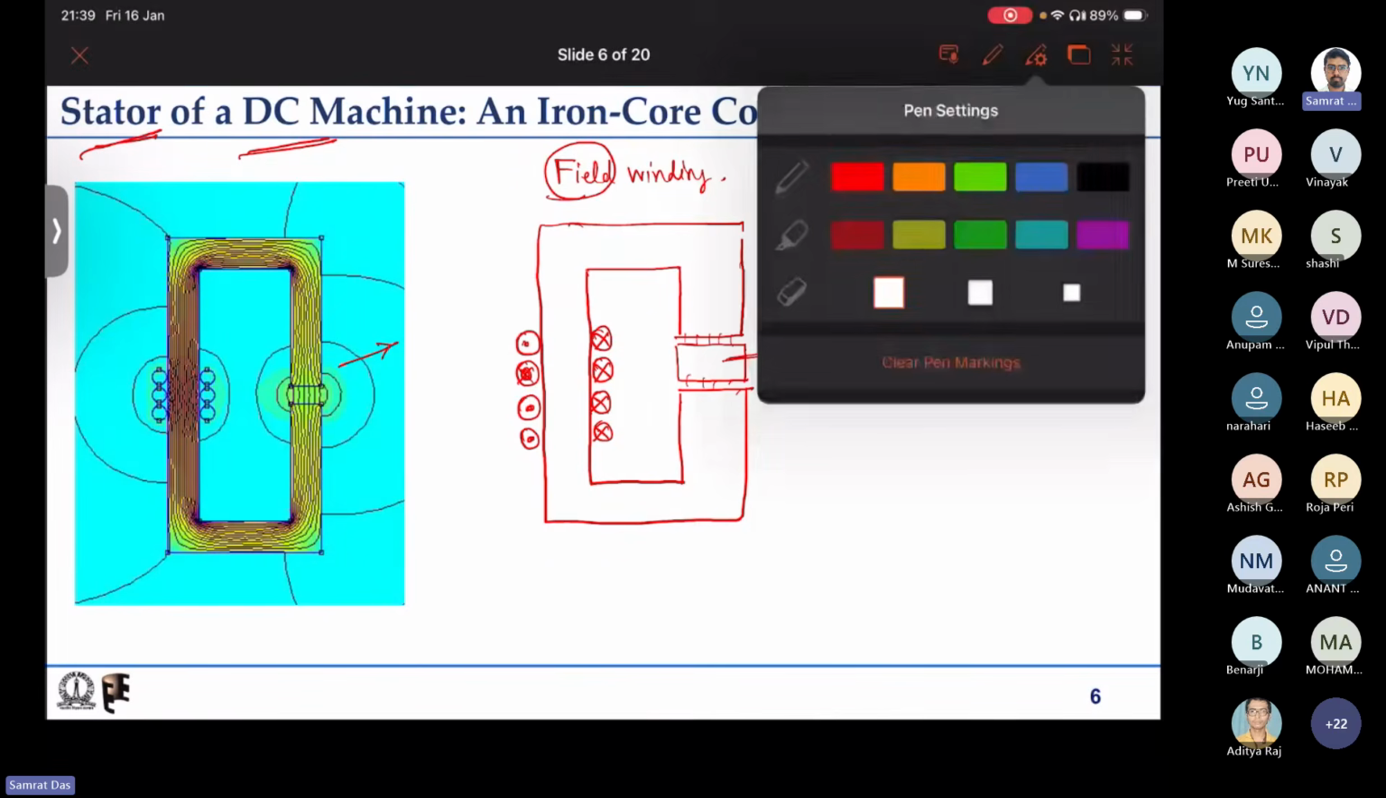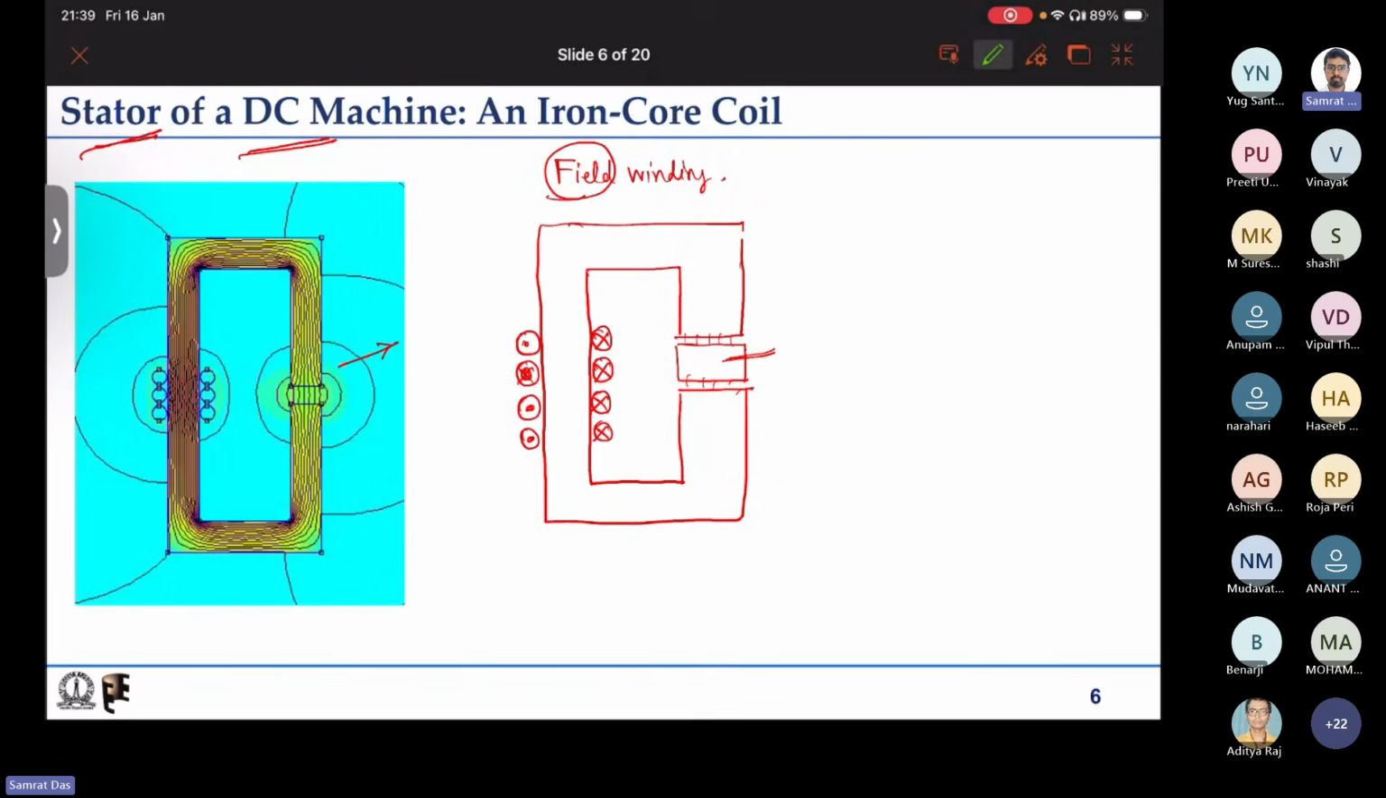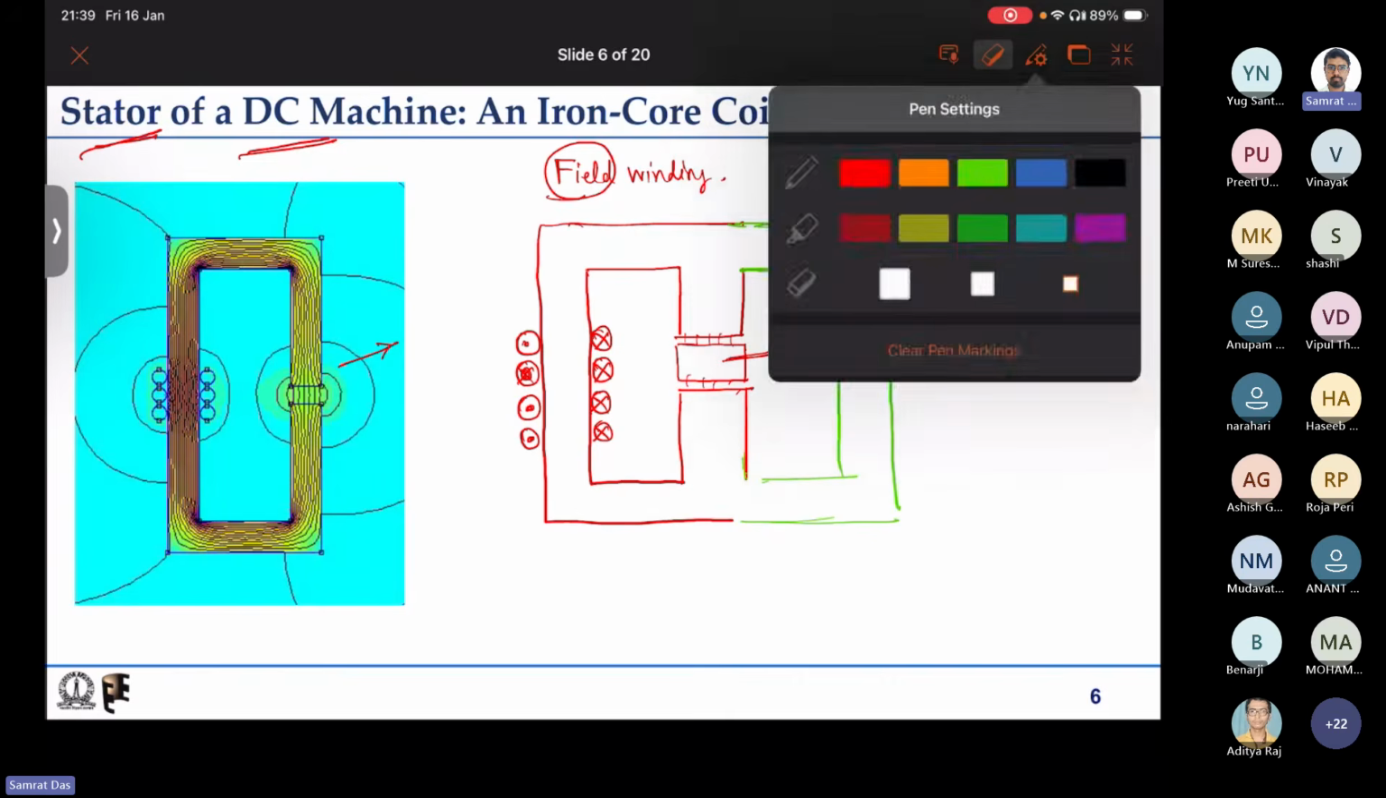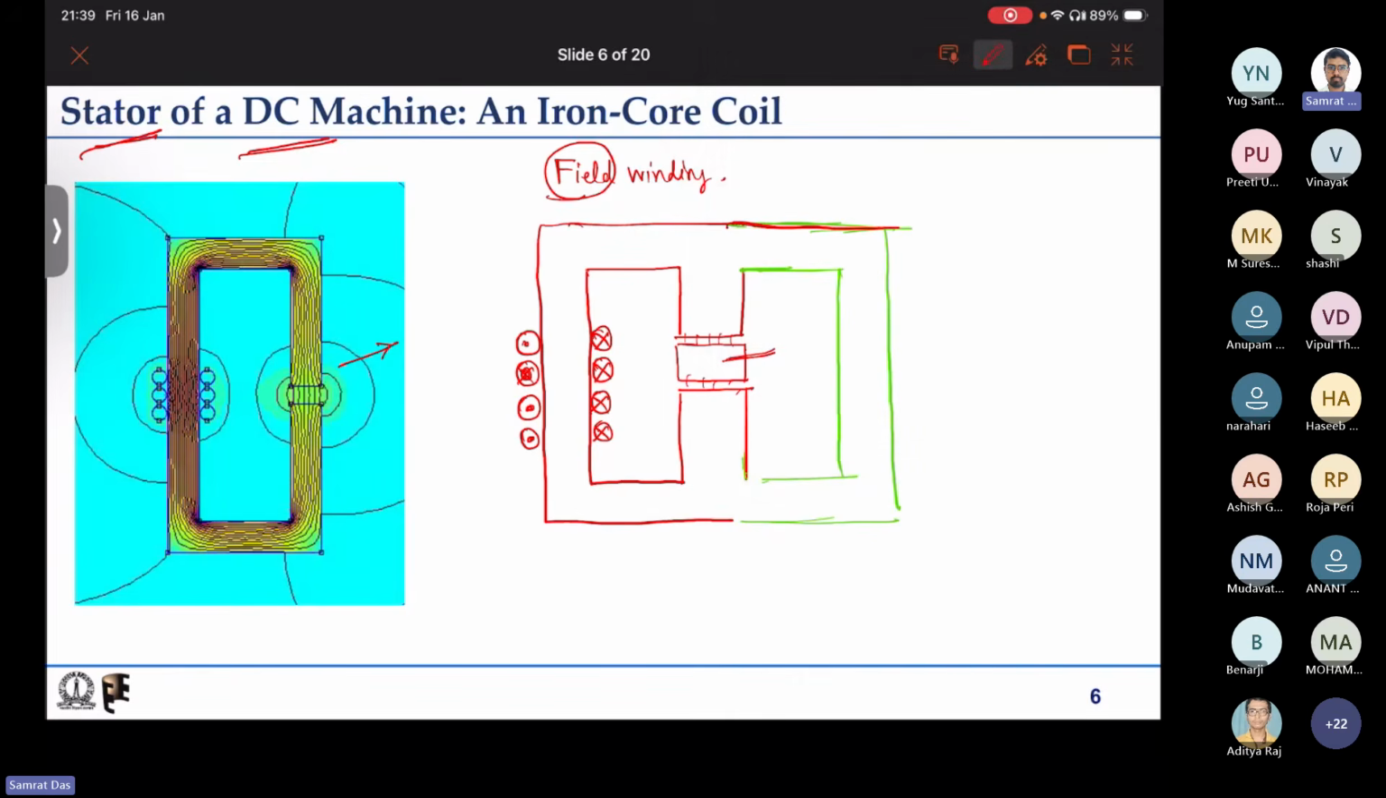Now I can simply modify this geometry to make it more symmetric. Let us extend it on both sides. I will erase a little portion of it to avoid any confusion. So this is the geometry that we are having. I will try to make everything in red.